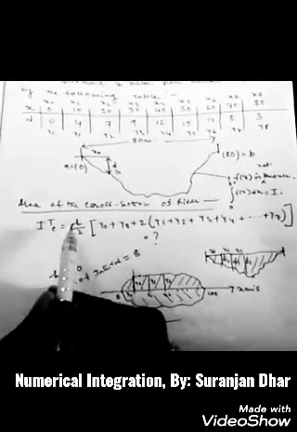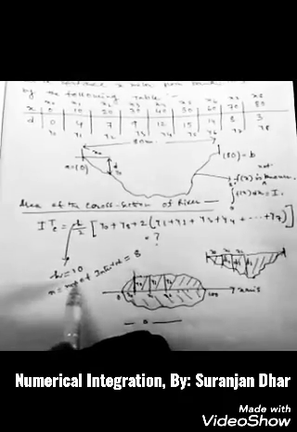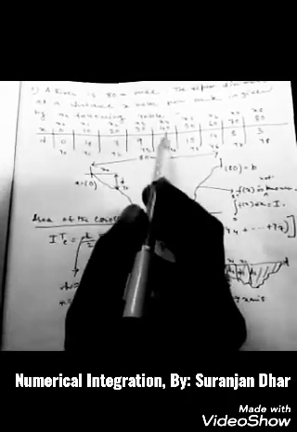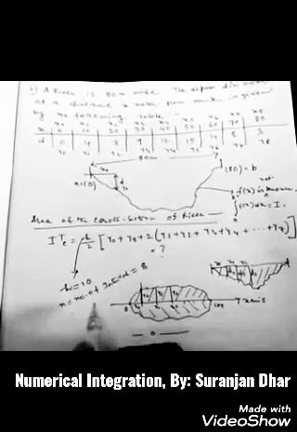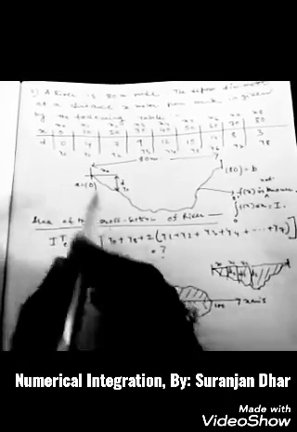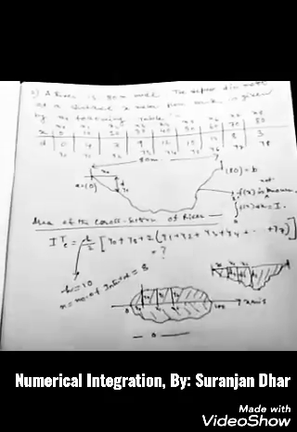When we apply the trapezoidal rule, the formula is very easy: h by 2. Here the h value is 10. Now see the number of intervals. How many points are available? 1, 2, 3, 4, 5, 6, 7, 8, 9. So the number of intervals is 8. The first functional value is 0 and the last functional value is 3.